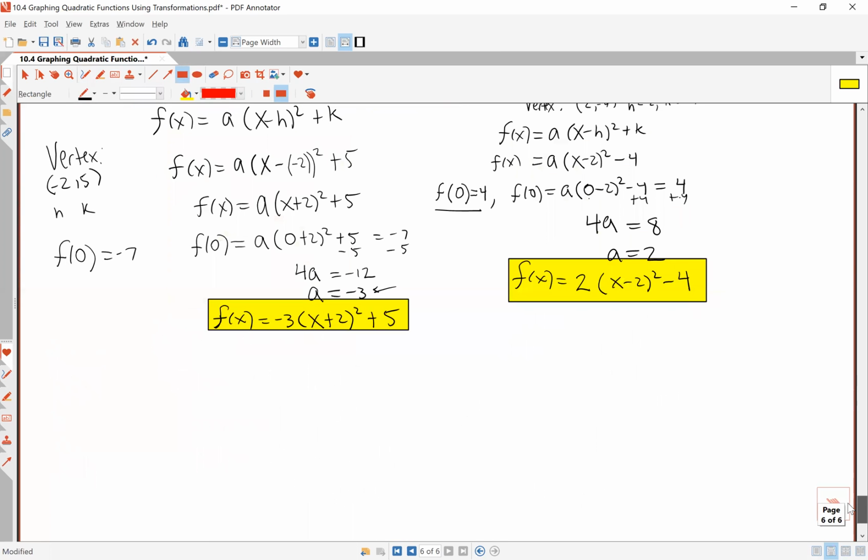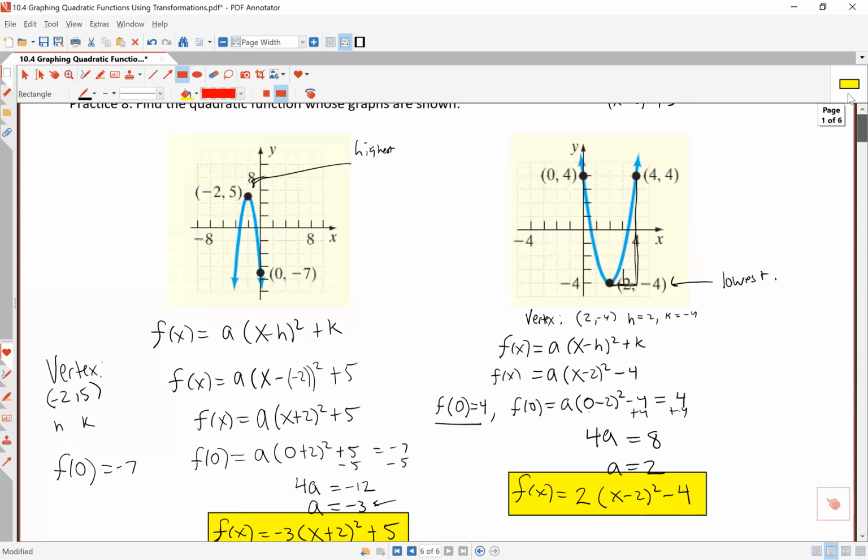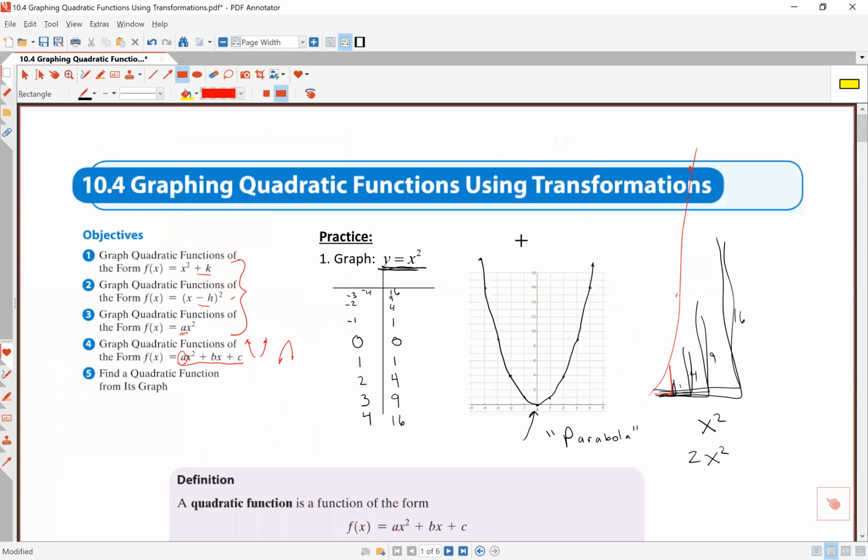This concludes the video for section 10.4, graphing quadratic functions using transformations. Objective 5, find a quadratic function from its graph.